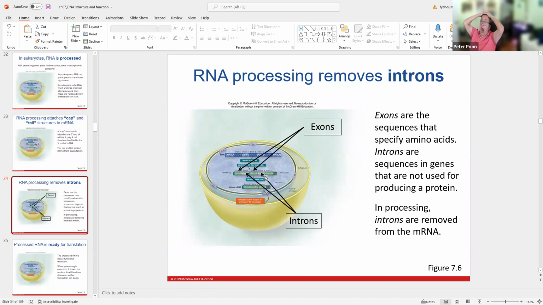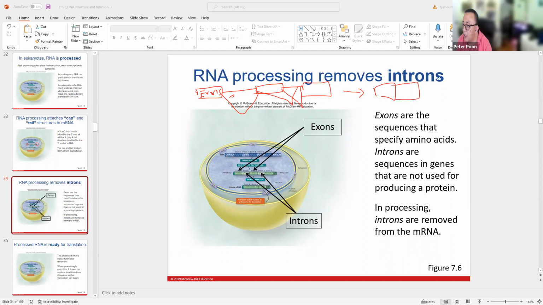Second thing, RNA processing removes introns. RNA has sections called exons, and regions called introns. The introns are then cut out, and all you get left is that.